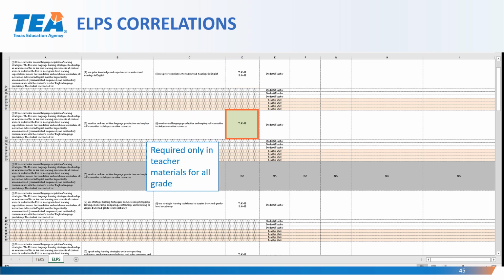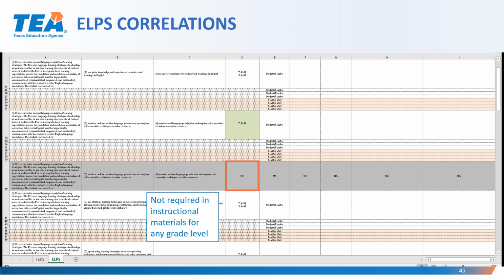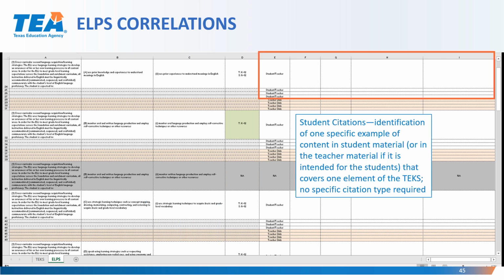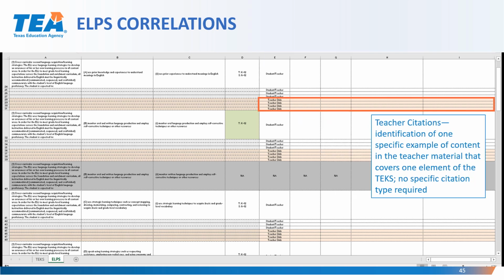But in this example, the breakout is required to be covered only in the teacher materials for all grade levels. To help you distinguish between the two, we've colored teacher-only cells green. You will also see some cells with NA inside, which means that you're not required to align your materials to those breakouts. We've grayed those rows out entirely. Just like the TEKS tab, the white rows are for student citations and the peach rows are for teacher citations.